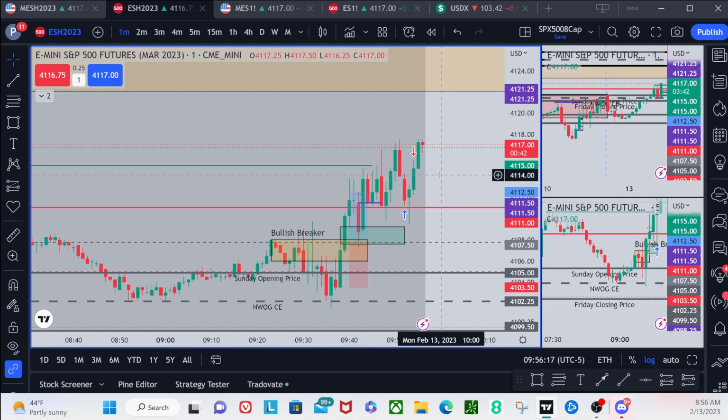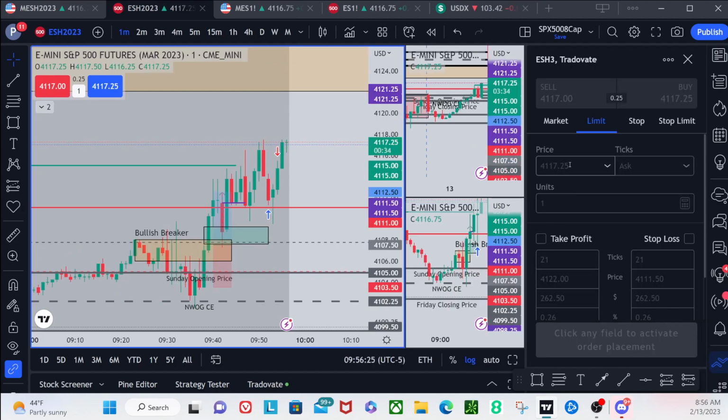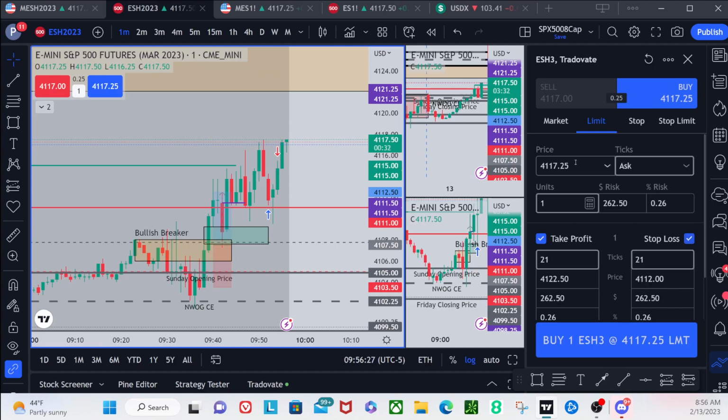I would have liked to see that candle come down, touch the volume imbalance. That would have been nice to see that before taking out this high, and then rip into 41.18, 41.21 and a half. I wouldn't want to see it now.